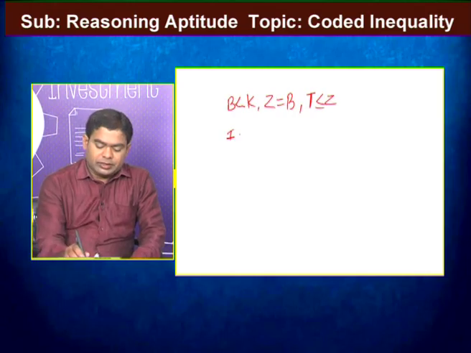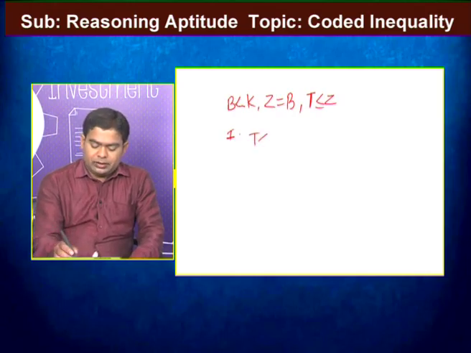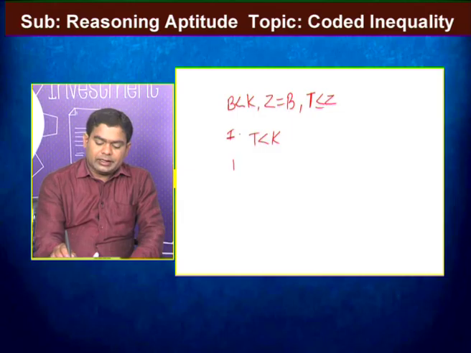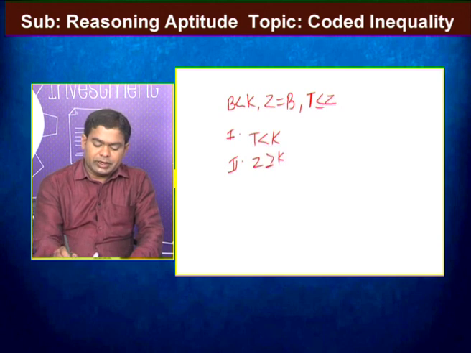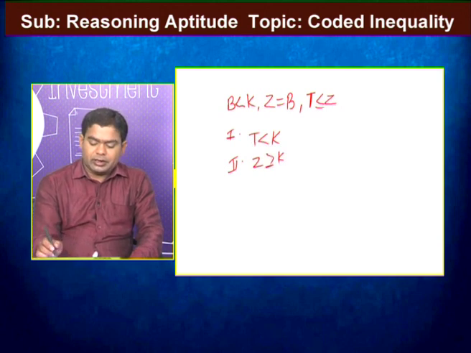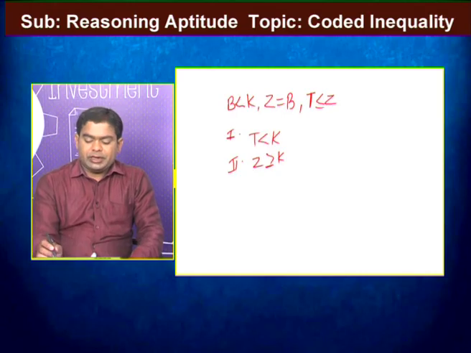So here the conclusions are: conclusion 1, t dollar k, t less than k. Conclusion 2 is z percentage k, percentage is denoted greater than or equal to, z greater than or equal to k. First of all, we combine the given statements.